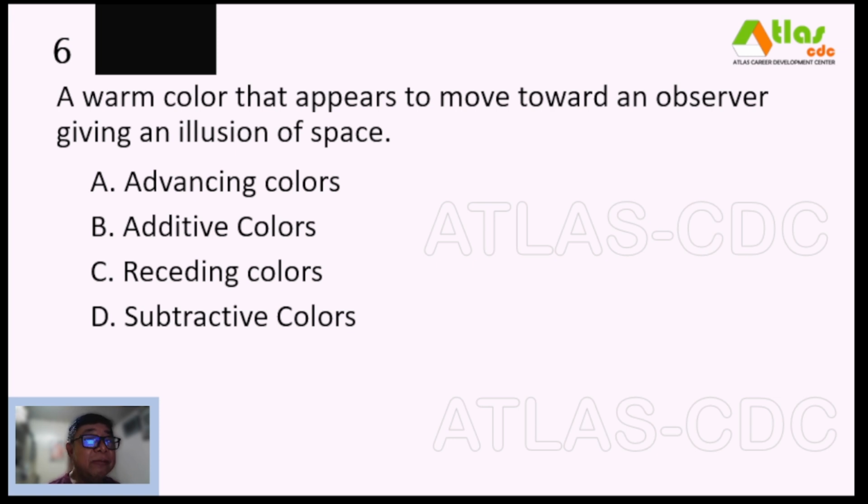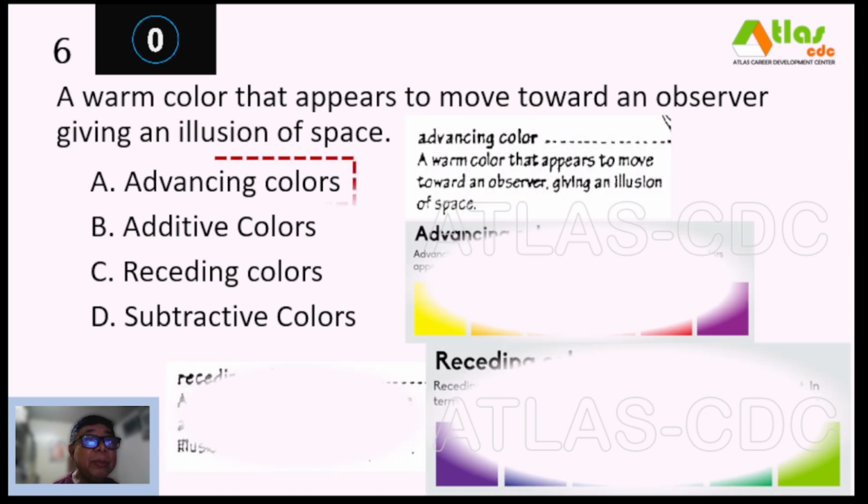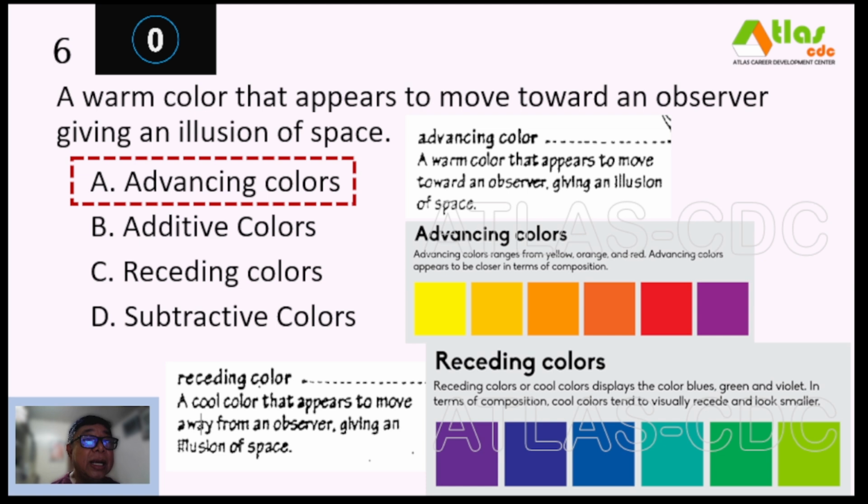Number 6, a warm color that appears to move toward an observer, giving an illusion of space. A, advancing colors. B, additive colors. C, receding colors. And D, subtractive colors. And our correct answer is letter A, advancing colors. So that is a warm color that appears to move toward an observer, giving an illusion of space. Advancing colors ranges from yellow, orange, and red. Advancing colors appears to be closer in terms of composition.